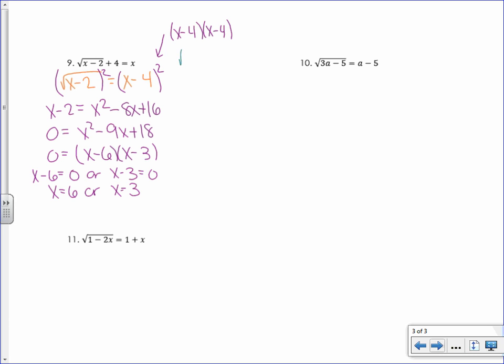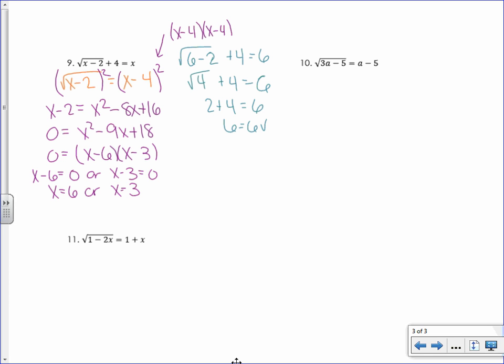I'll check 6 first. So this is going to be 6 minus 2. I made that way too big. 6 minus 2 under the radical plus 4 is equal to 6. So this is the square root of 4 plus 4 equals 6. 2 plus 4, I am losing my mind today. 6, there we go. And I get 6 equals 6, woohoo!